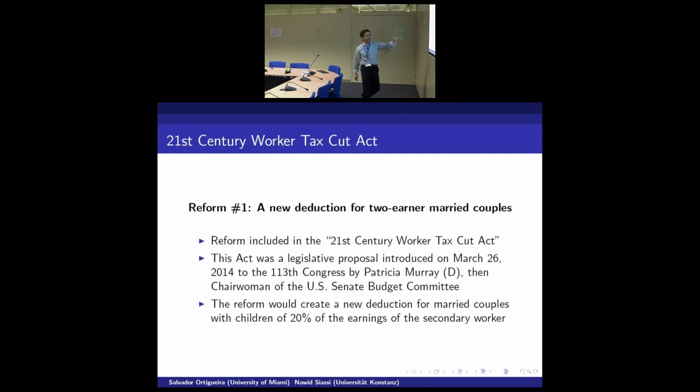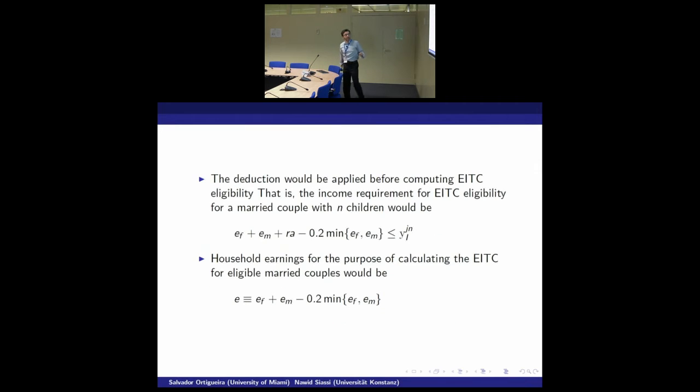So the idea, I think that is a straightforward one, is just to introduce a new deduction for married couples with children of 20% of the earnings of the secondary earner, of the secondary worker. What this means is that for the sake of computing eligibility and benefits to the earned income tax credit, household earnings will be computed as is shown here.